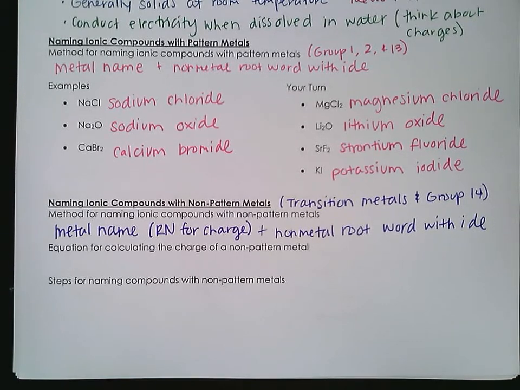Now, if it's given to you already, then you don't need to calculate it. But if it's in a compound and you need it to be able to write the name, so if it gives you the formula and you need to be able to write the name, this is a process you need to be able to do. So let's check this out.